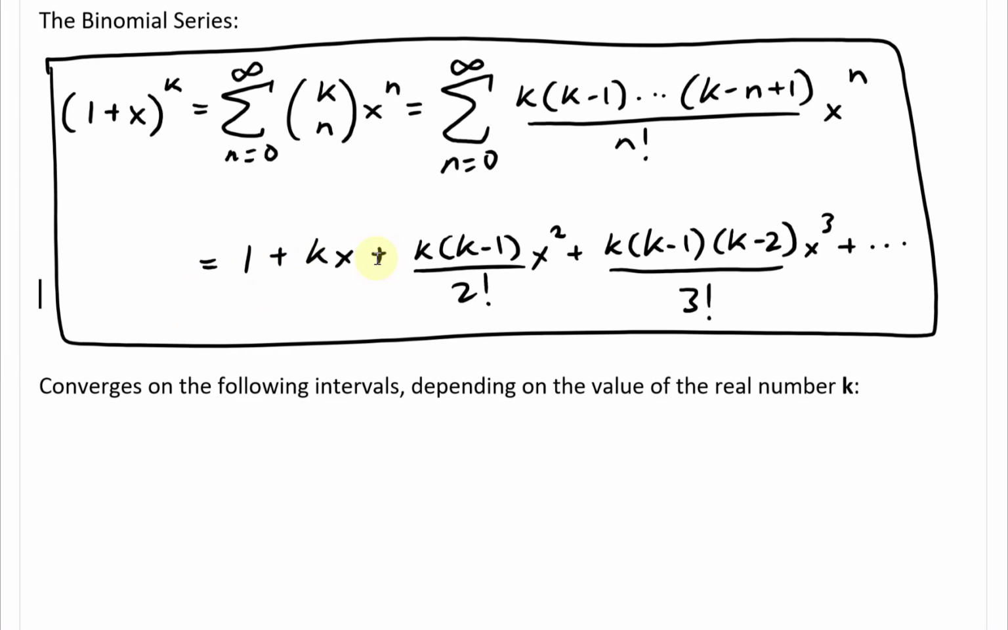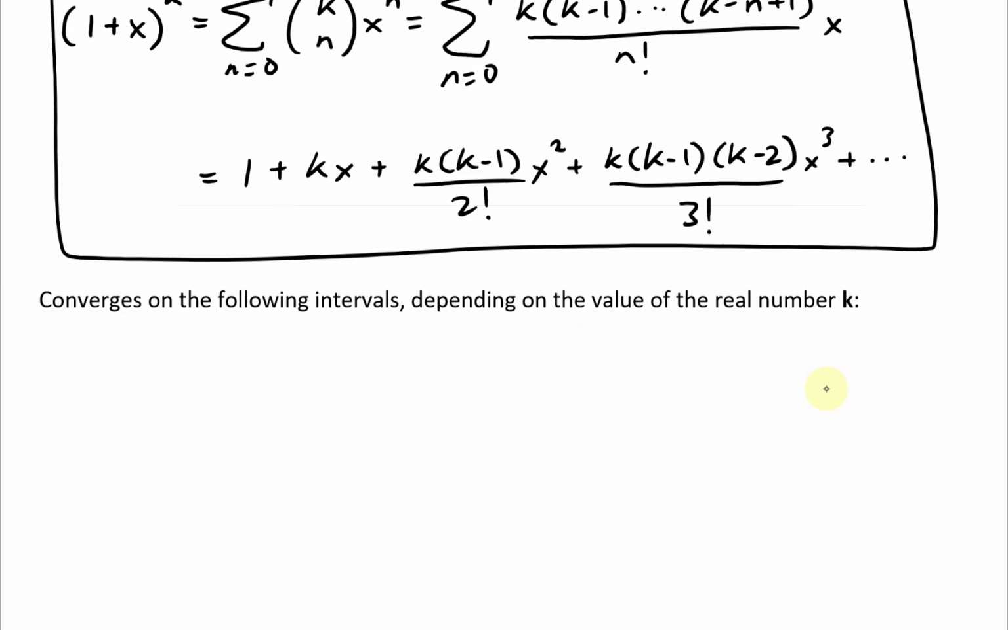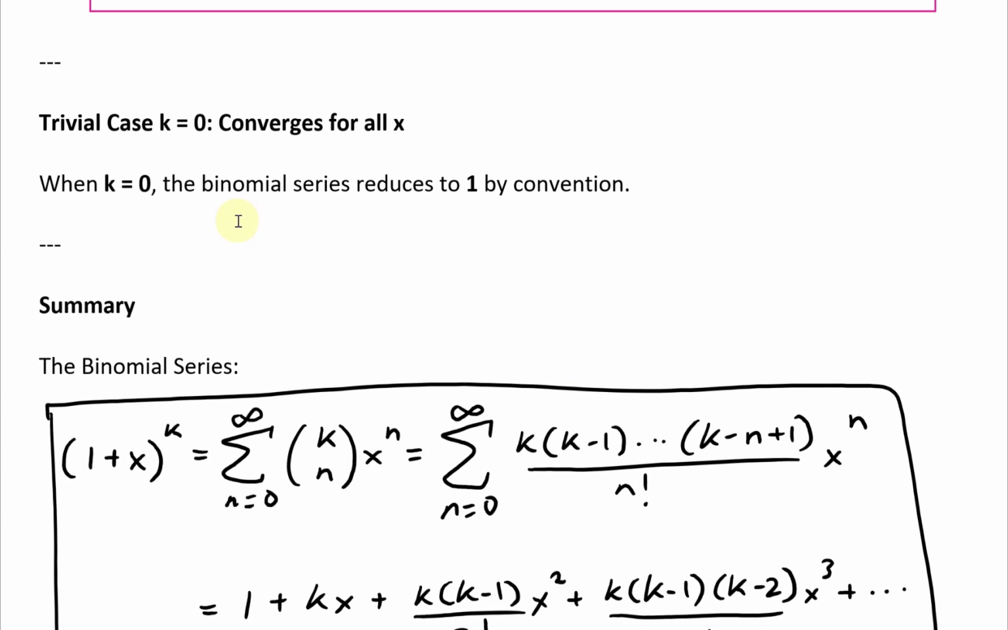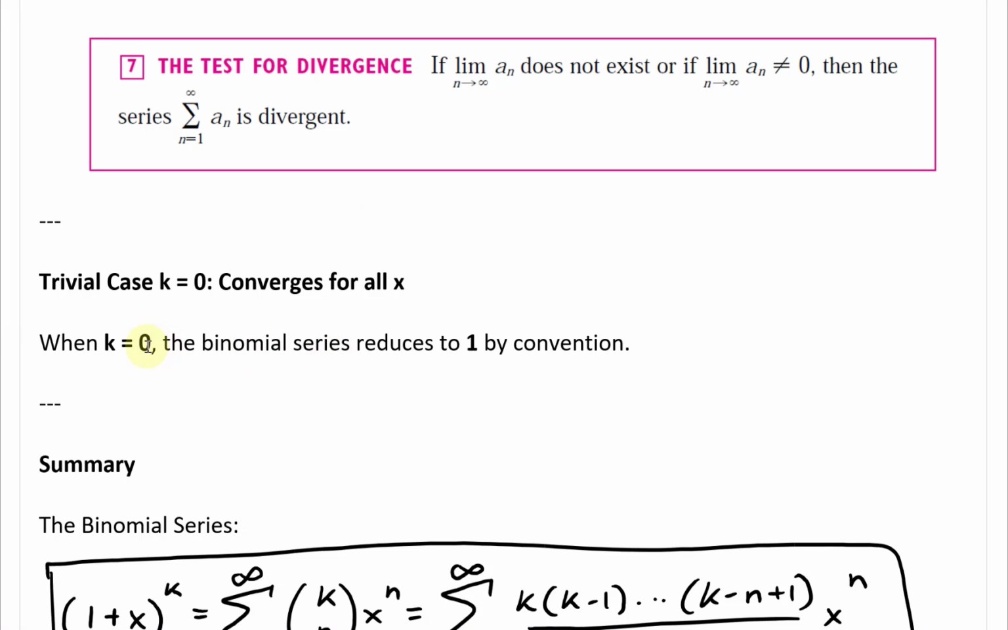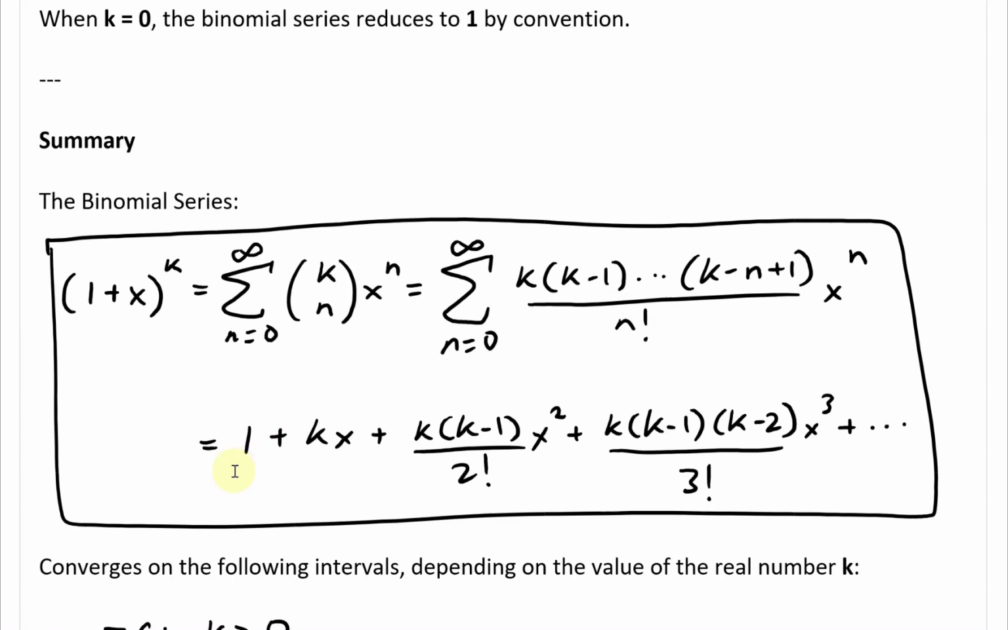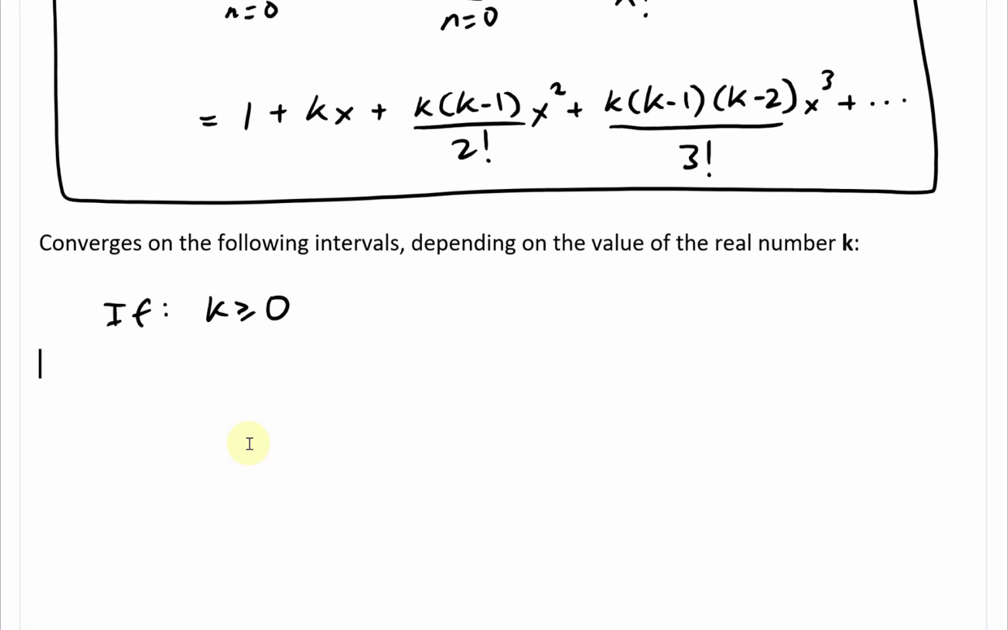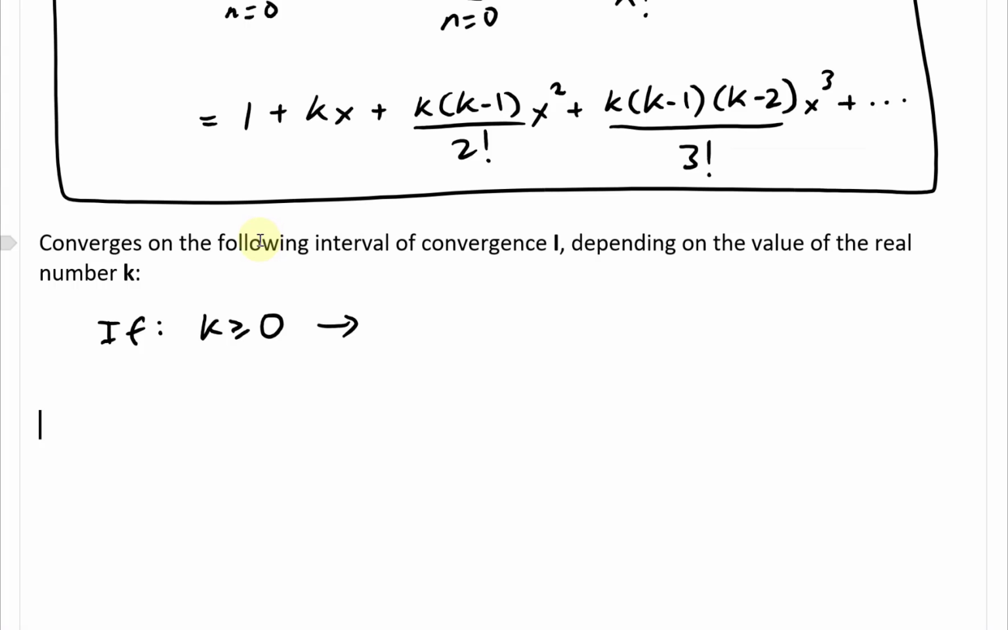Alright, so now that we have this, and the summation keeps going to infinity, this converges on the following intervals depending on the value of the real number k. So it's not just an integer for the binomial series. So if k is greater than or equal to 0, because remember when k is equal to 0, it converges for all x, so it doesn't matter. It reduces to 1 by convention. So now the interval of convergence: it converges on the following interval of convergence I, depending on the value of the real number k.